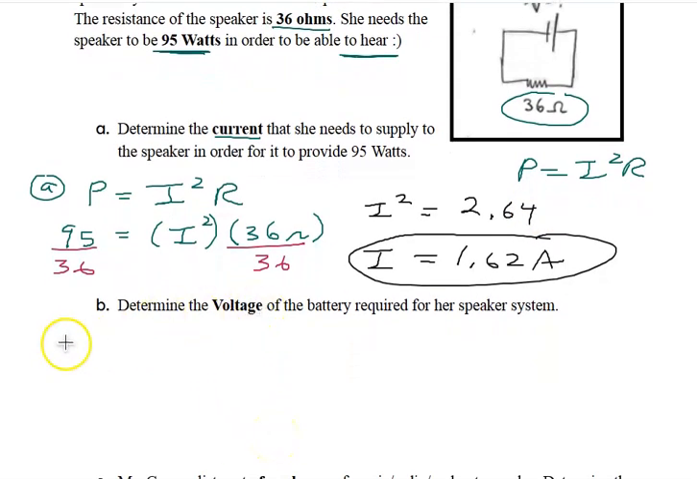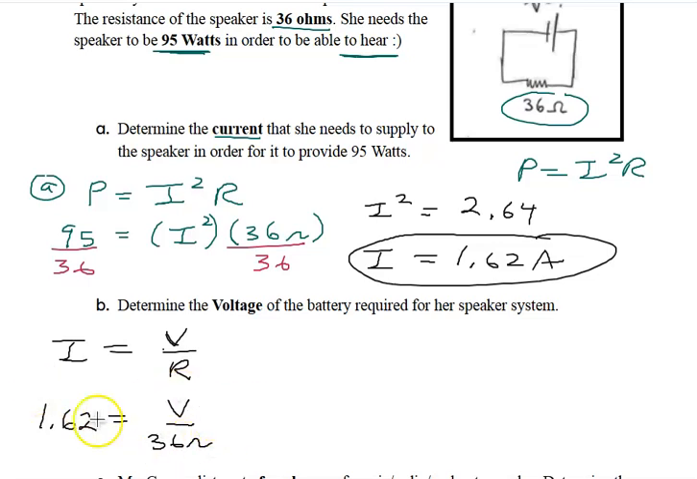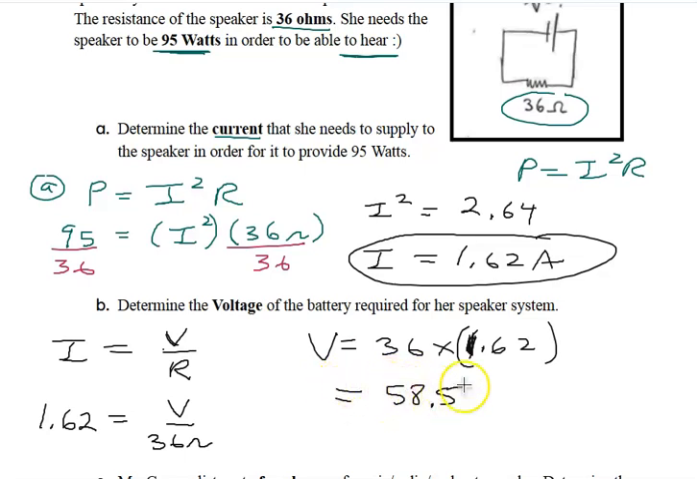So let's figure out how much voltage I need. Fundamental formula is I equals V over R. We know that I is 1.62. We don't know what the voltage is, and the resistance is 36 ohms. Multiply both sides by 36, and you get voltage is 36 times 1.62, or a 58.5 volt battery.